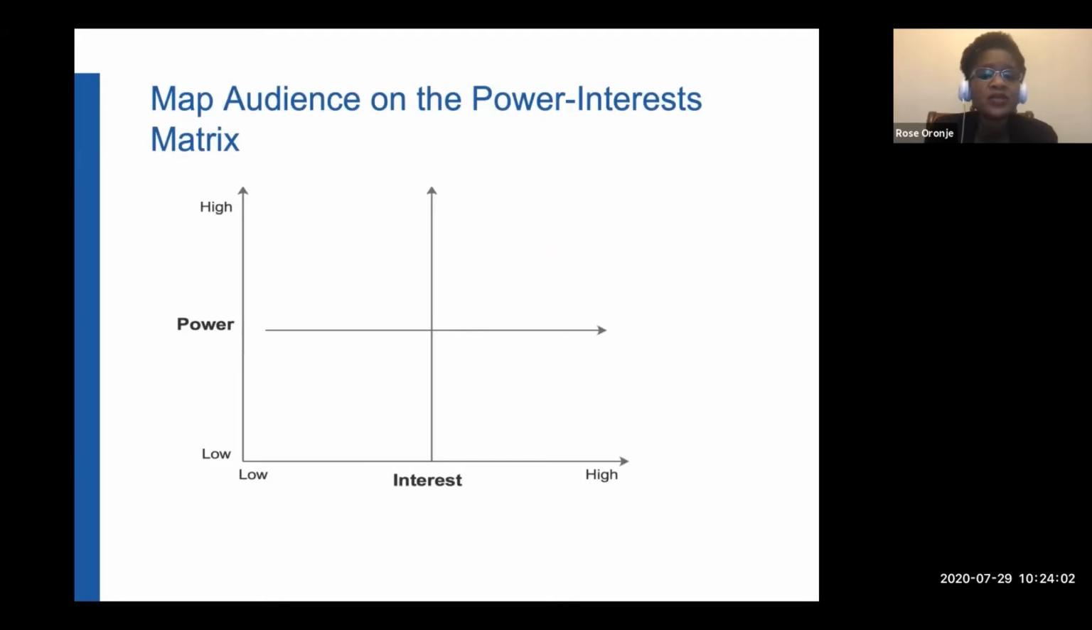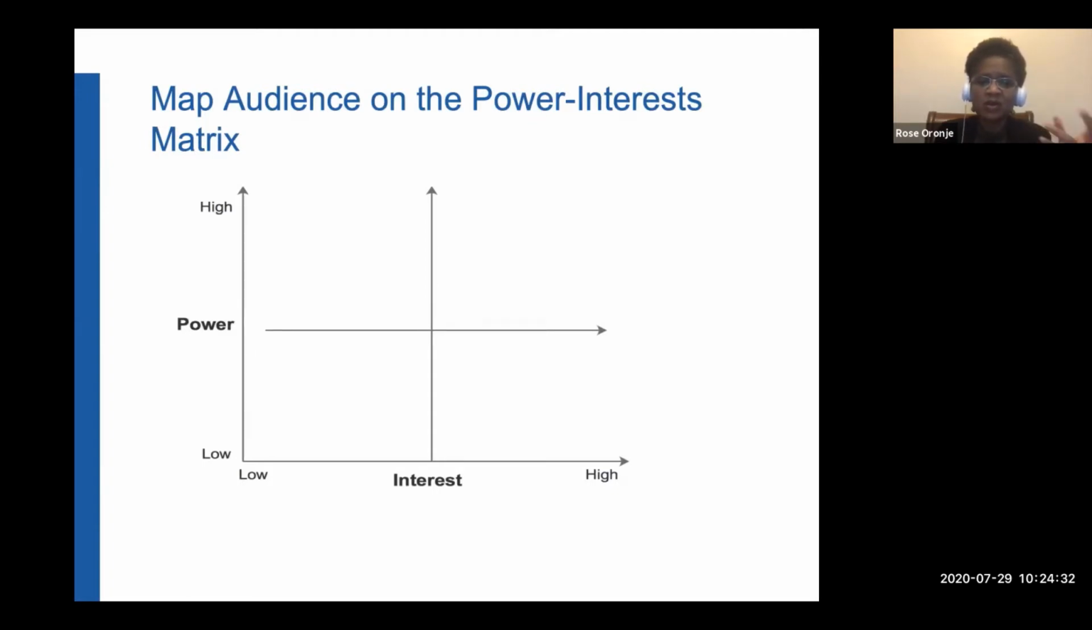As you analyze your audience, it's important for you to map them and understand their power and their interests as far as your policy goal, your issue, or the problem area is concerned. We like to use this power interest matrix, where on your left you have the power axis, on which actors have either higher or lower power, and power really is about influence. What influence do they have on the issue?